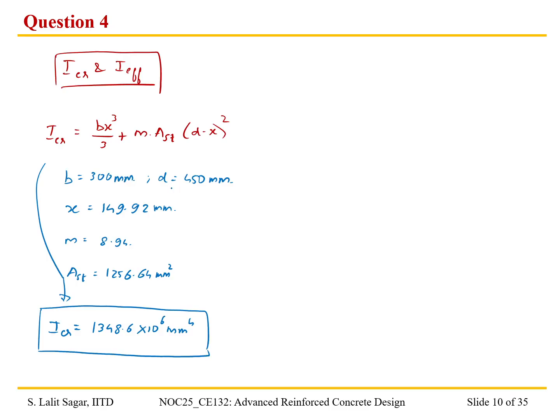So now let us determine the value of the effective moment of inertia as per annexure C. Let me draw a dashed line and we can start in the new column.